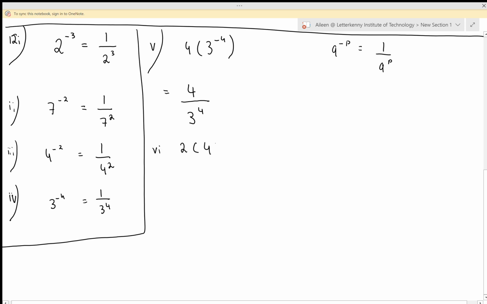2 times 4 to the negative 2. This is the same as saying, let's just do it out in 2 steps. That's the same as saying 2 times, change your exponent. Okay, so I'm just using my rule there. 4 to the negative 2 becomes 1 over 4 squared. And we can simplify that. 2 times this value, multiplying your 2, we get 2 over 4 squared. See, so that value, that constant, just stays on the top.